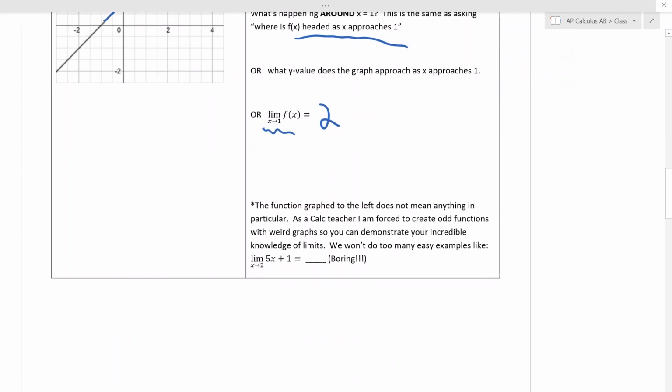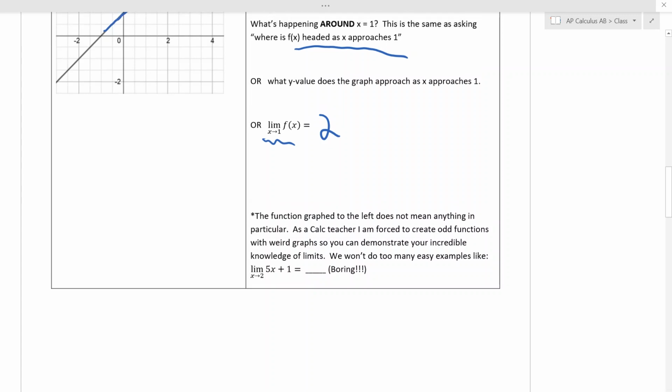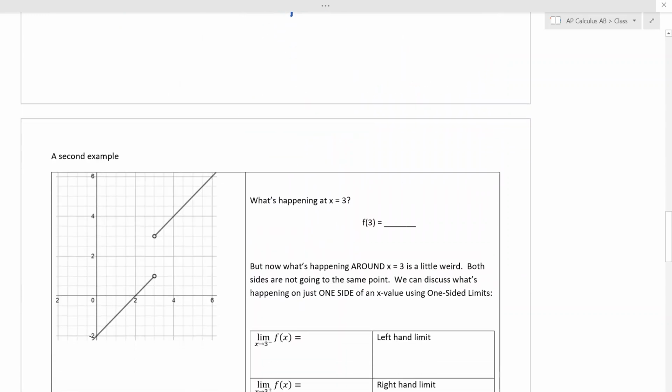Okay. This function graph to the left, it doesn't mean anything. I just made that up. I have to make these weird little functions. But if you were to see an easier limit, for instance, this one right down here, if you put a 2 into there, you get 10 plus 1, 11. All that means is on that graph, at 2, there's a point at 11. It actually just looks like this. And if there's a point there, then we have to approach it. That's what's going on there.